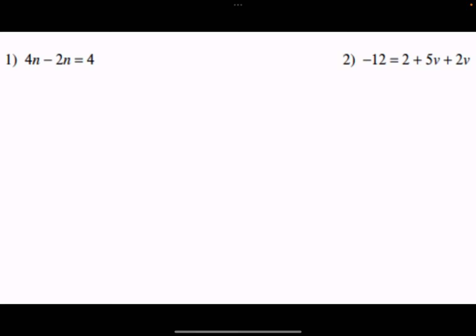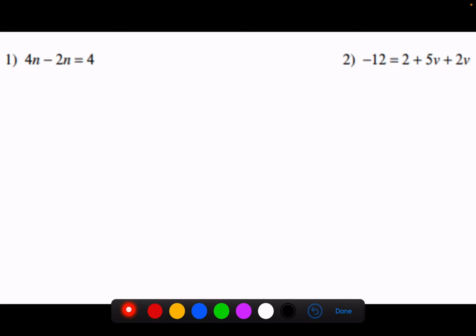So first we have 4n minus 2n equals 4. Whenever you want to solve an algebraic problem, you always want to isolate the variable. In this case, our variable for the first problem is n, so we want to isolate n. So 4n minus 2n, that is 2n, is equal to 4.